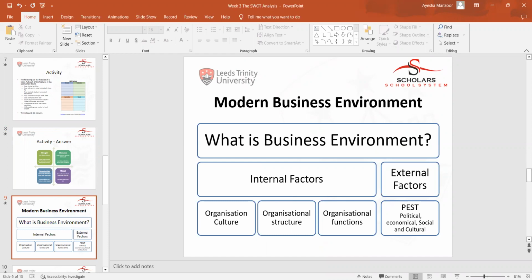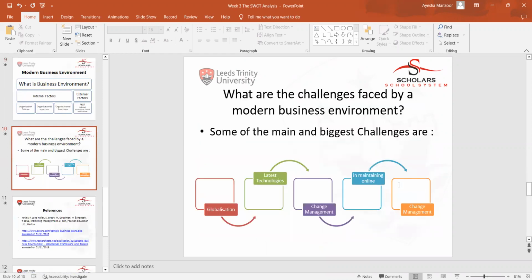And then the external factors, like political, economical, social, and cultural. And then some of the main and biggest challenges that businesses face, like globalization, latest technologies, change management, and how they can maintain their business online, and the change management.